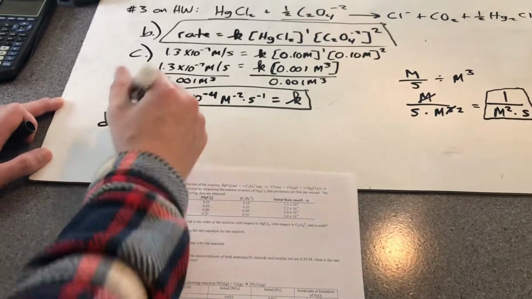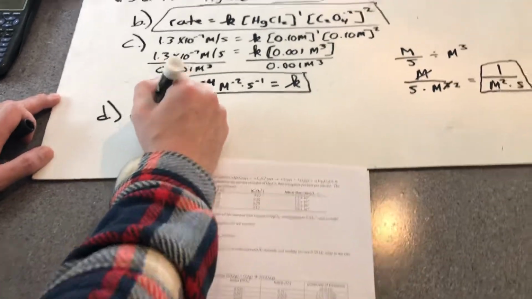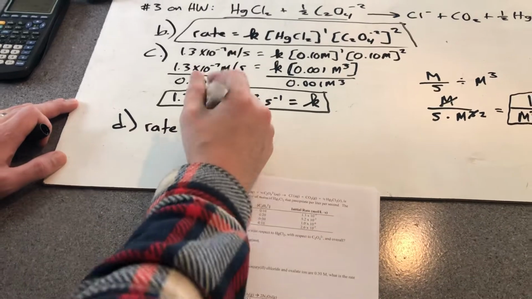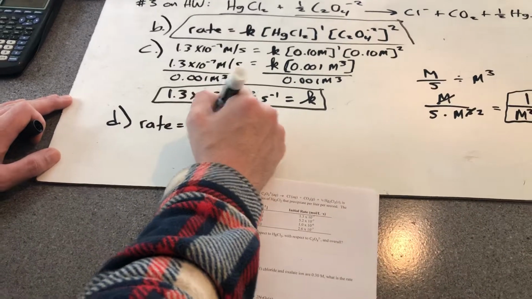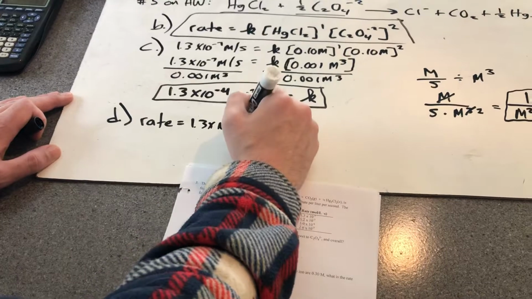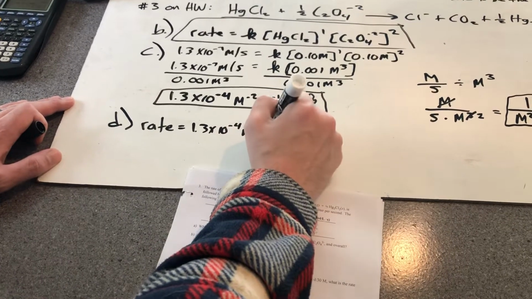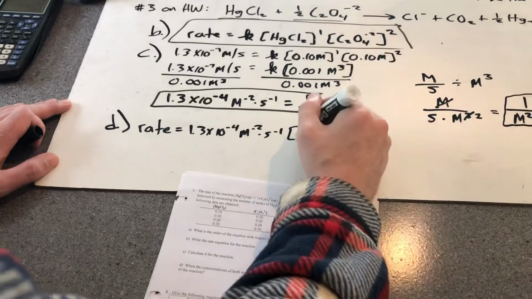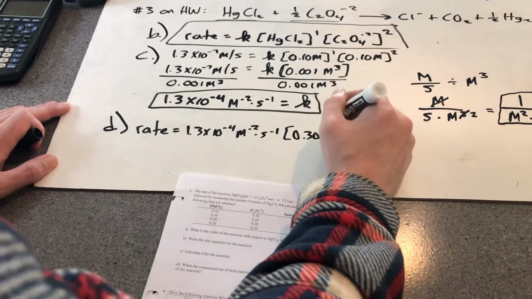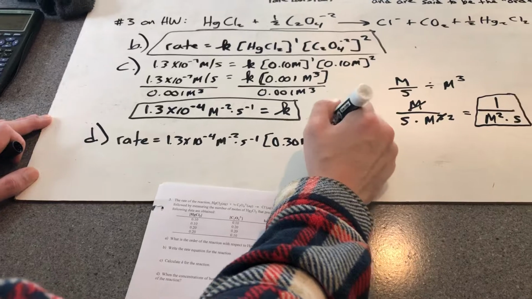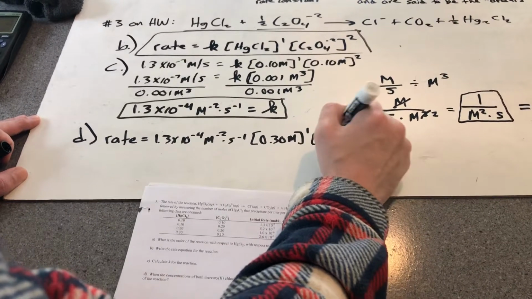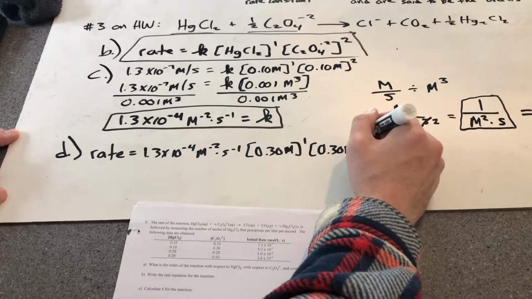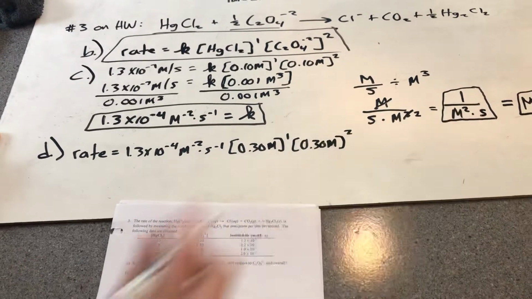So in order to do this, we're going to plug in all the values that we've previously obtained. We're going to say rate equals, first up we need the k value, 1.3 times 10 to the minus 4, molar minus 2, second minus 1, times, they're giving us 0.3 molar as the concentration of HgCl2, and we know it's to the first power, and they're giving us 0.30 molar as the concentration of C2O4 minus 2, and this is to the second power.